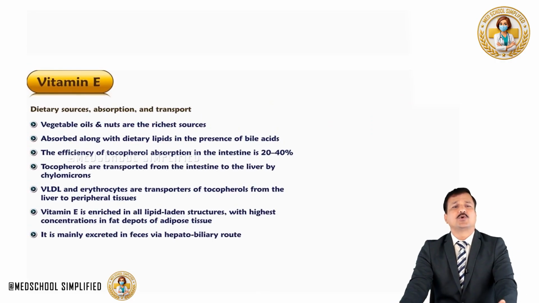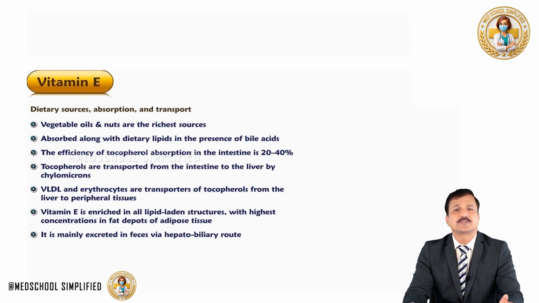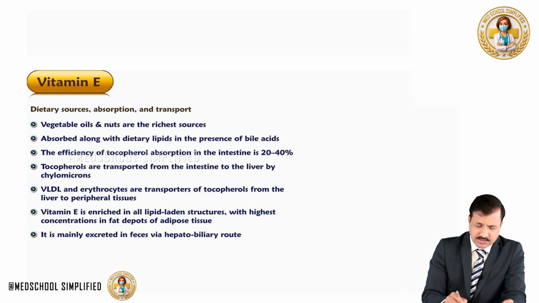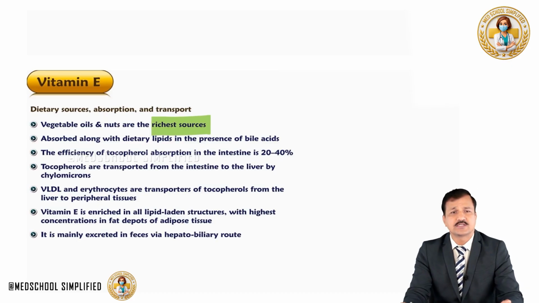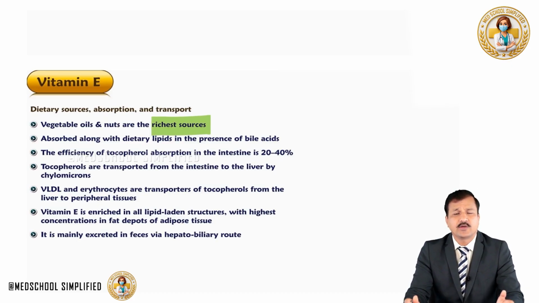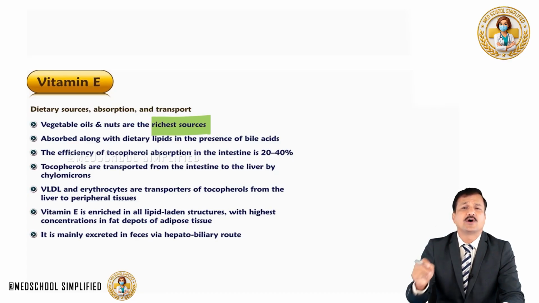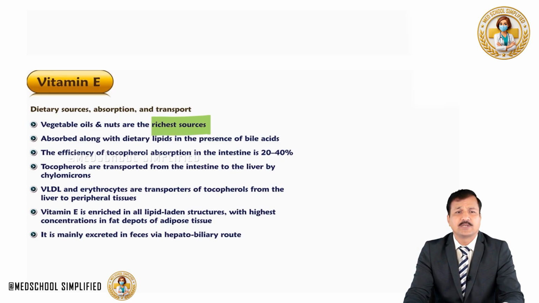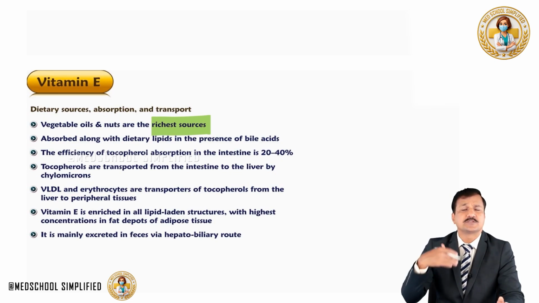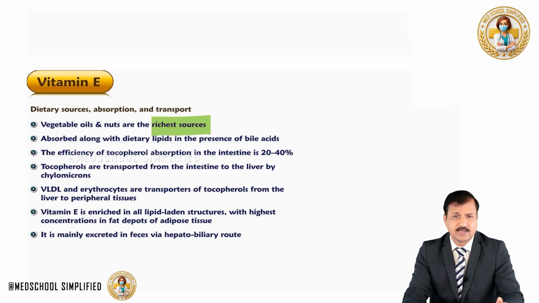Now let's get into dietary sources, absorption and transport of vitamin E. Vitamin E comes from vegetable oils and nuts. The richest sources of vitamin E in our diet are vegetable oils. Whatever type of vegetable oil is consumed, it will have a significant quantity of vitamin E, and also the nuts, especially the oil content in the nuts.